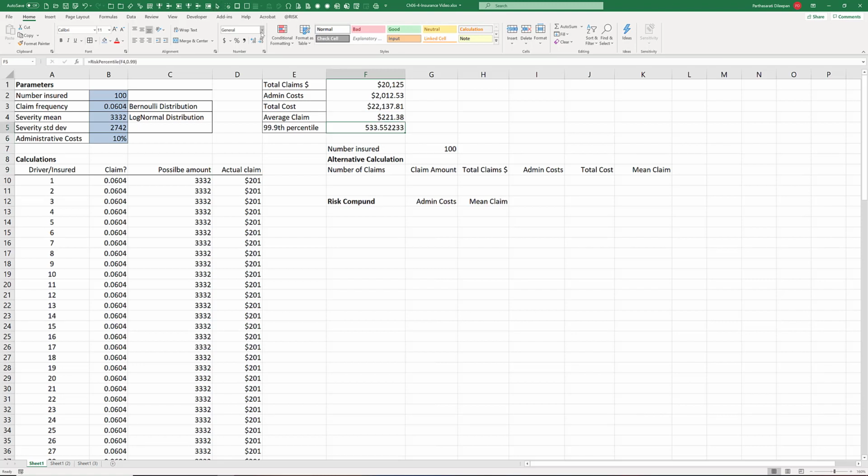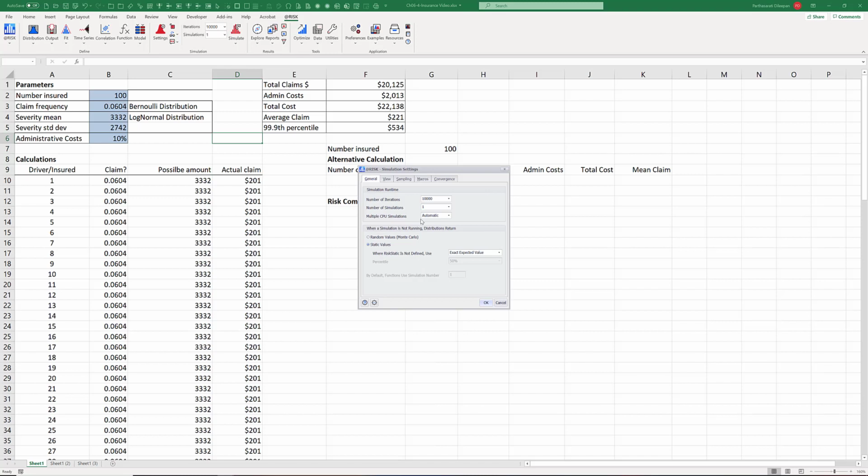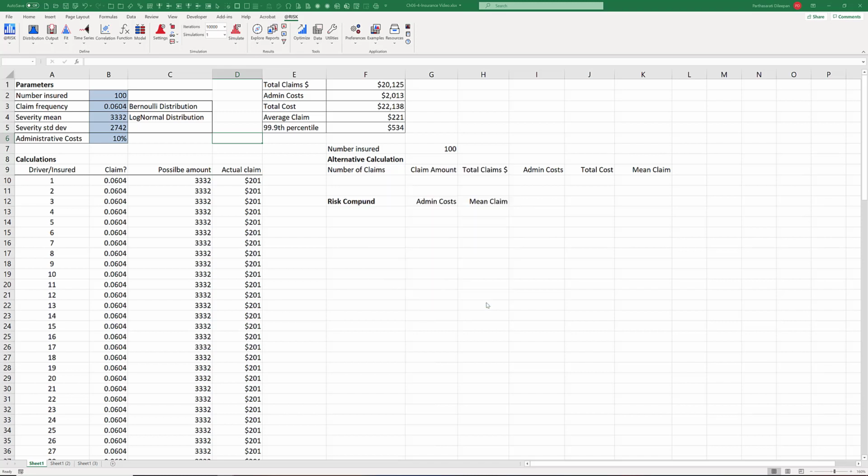Okay, so let's get rid of the decimal places and put a border around it. And now let's check our settings. Multiple simulation, multiple CPU, okay. Sampling is okay. Okay, 10,000. Simulate.